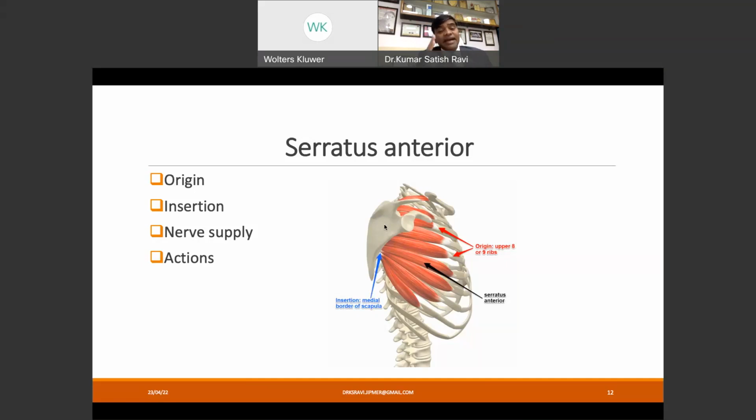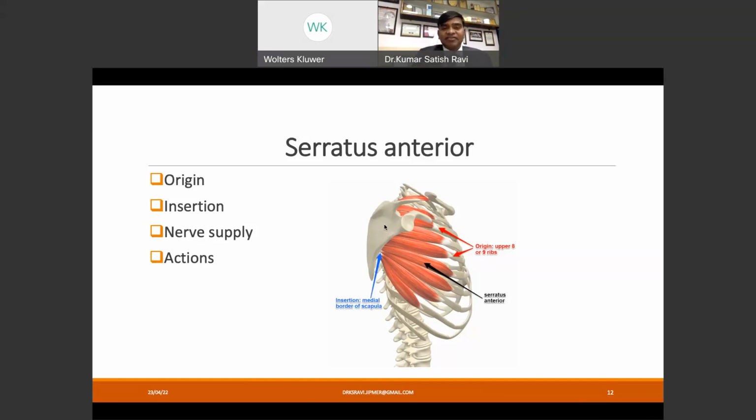I repeat, I said it has 8 digitations. The first digitation inserts on the superior angle to the root of the spine, whereas the second and third digitations insert on the medial border towards the costal surface, extending from the root of the spine to the inferior angle, whereas the rest, the last 5 digitations, insert on the inferior angle.